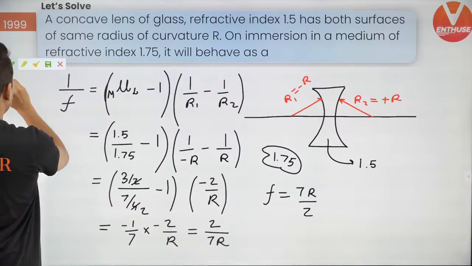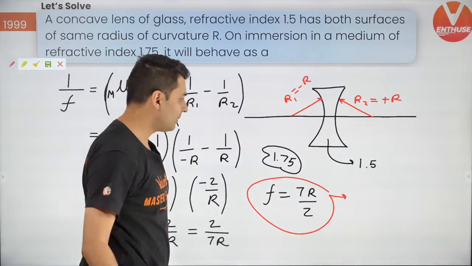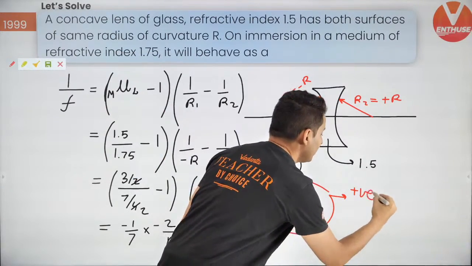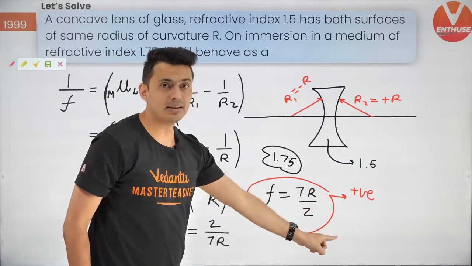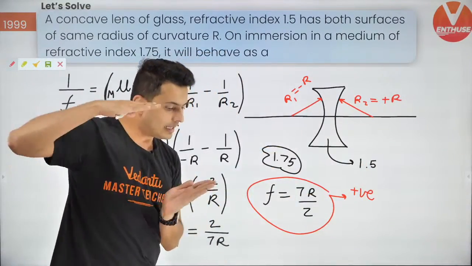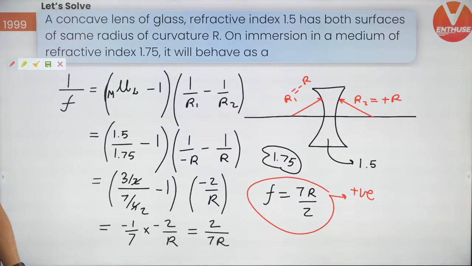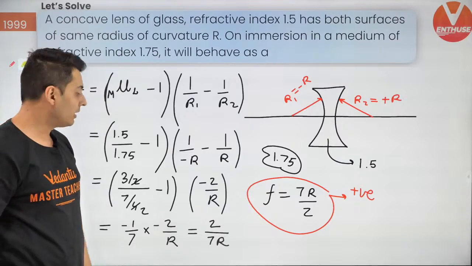Now look at this number, this 7R by 2. Isn't it a positive number? If it is a positive number, what does it mean? The focal length is positive. That means the lens is going to become converging in nature. I hope this is clear. This is going to become converging in nature.